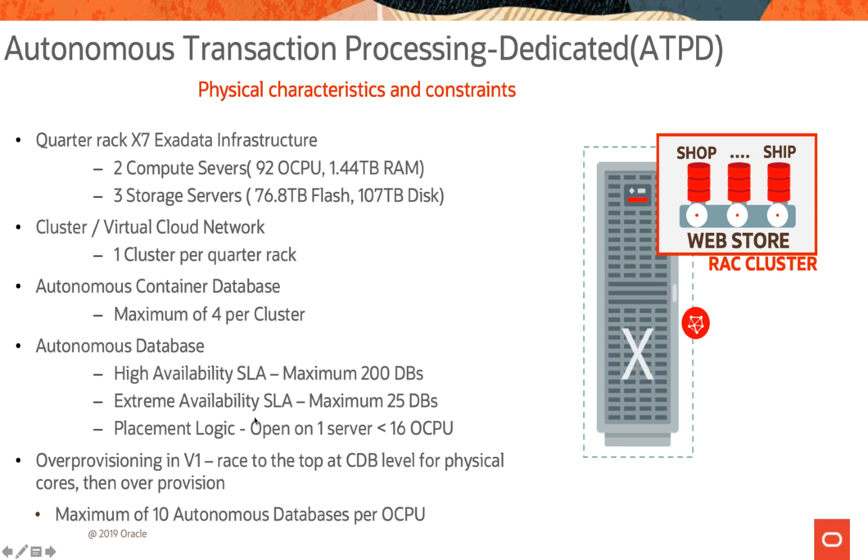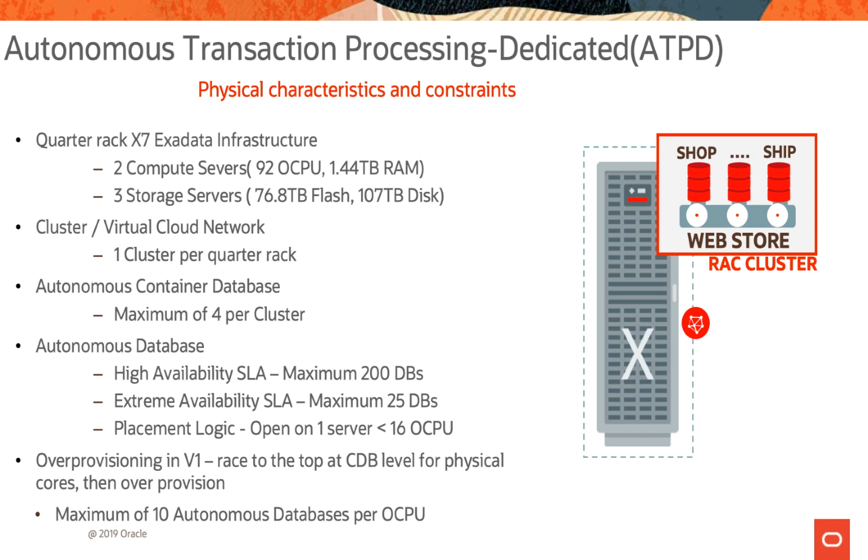So the hardware which is available, Exadata quarter rack, comes with 2 compute servers that can go all the way up to 92 OCPUs and roughly 1.5 terabyte of RAM. And from the 3 storage cells or storage servers present in this Exadata infrastructure, you get roughly 77 terabyte of flash and 107 terabyte of usable disk capacity through spinning disk.